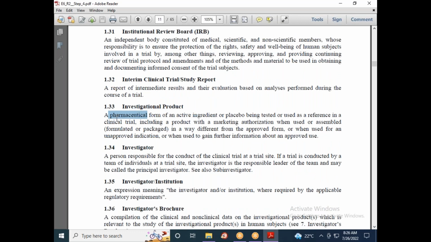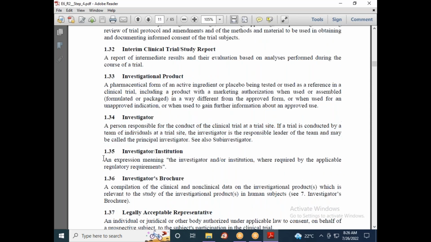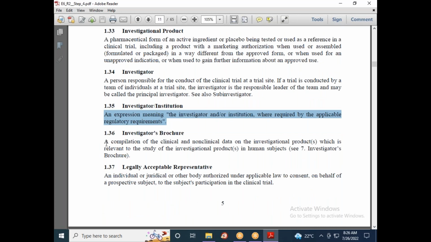Investigational product is the drug which we are testing. Investigator is a person who is responsible for the conduct of a clinical trial at a particular site. Investigator and institution are both the same. IB, investigator's brochure. In this brochure, you have complete information about your drug. Complete information means both clinical and non-clinical data related to your drug will be presented in the investigator's brochure, IB.